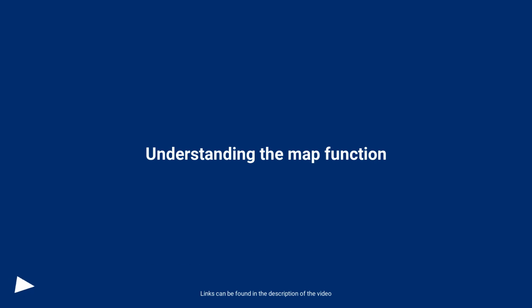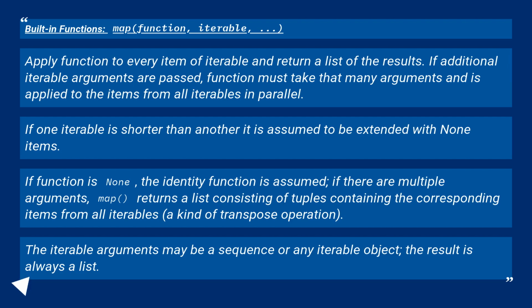Understanding the map function. The Python 2 documentation says, built-in functions, map function, iterable: apply function to every item of iterable and return a list of their results.